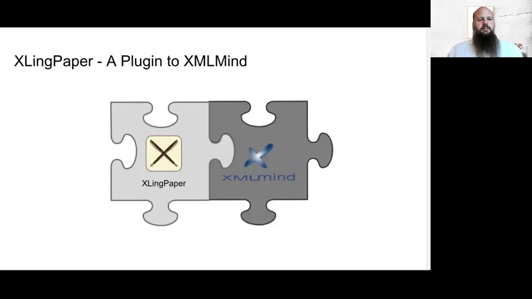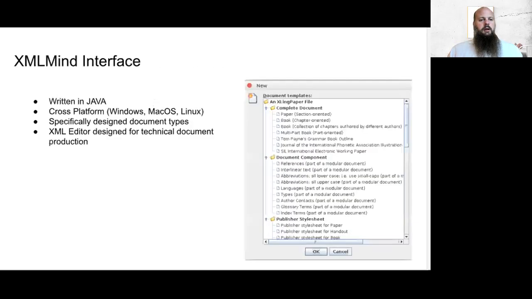So a little bit about XLingPaper. XLingPaper is a plugin to XMLMind. XMLMind is commercially available software for creating XML-based documents and is broadly focused on the production of technical documents. XLingPaper then is a plugin to that software. XMLMind is written in Java and is cross-platform. XLingPaper follows in these software choices. And so it works on Windows, Mac, and Linux.